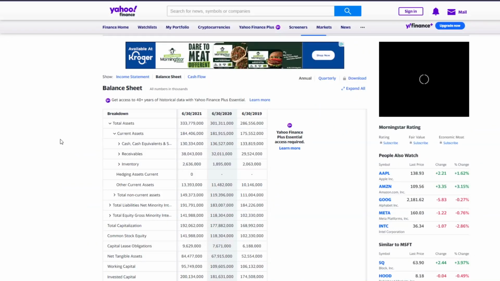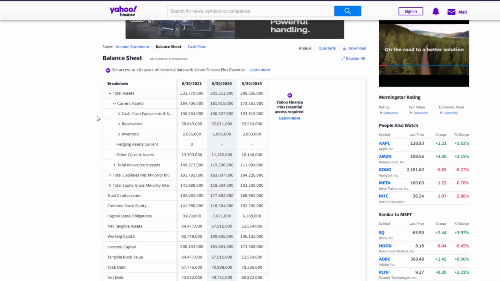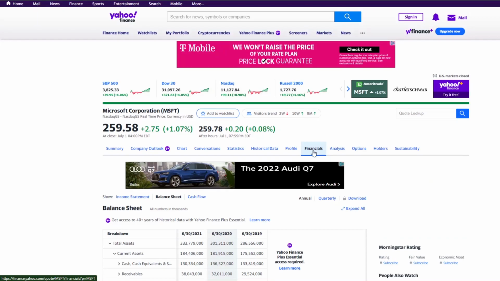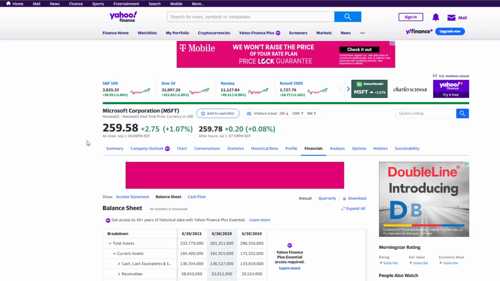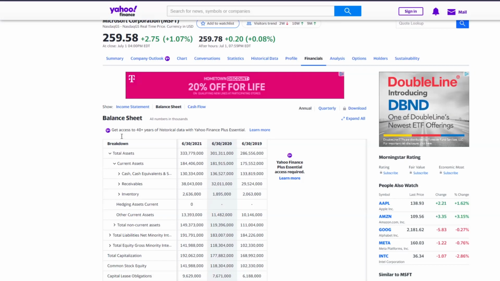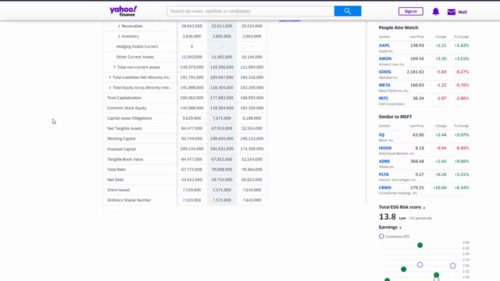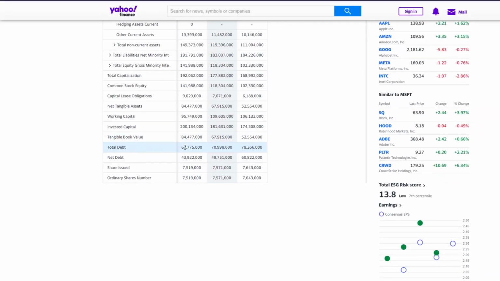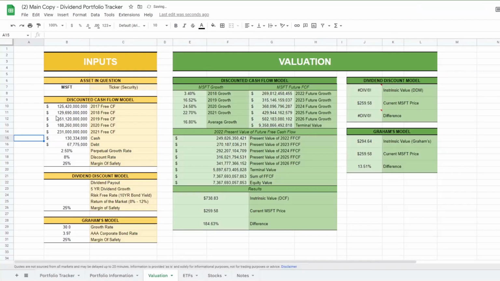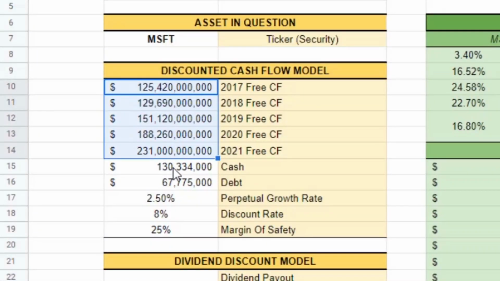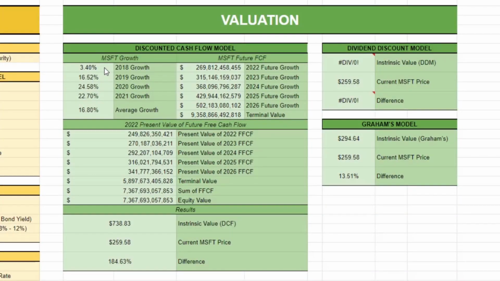Before we go back over to the calculator, I also found the cash amount that Microsoft has. I came over to Yahoo Finance, came over to their financials tab for Microsoft, came down to the sub tab balance sheet. They have 130 million in cash and cash equivalents, and their total debt is $67.7 million. Back over on the spreadsheet, the free cash flow numbers are in for the past 5 years as well as their cash and debt.